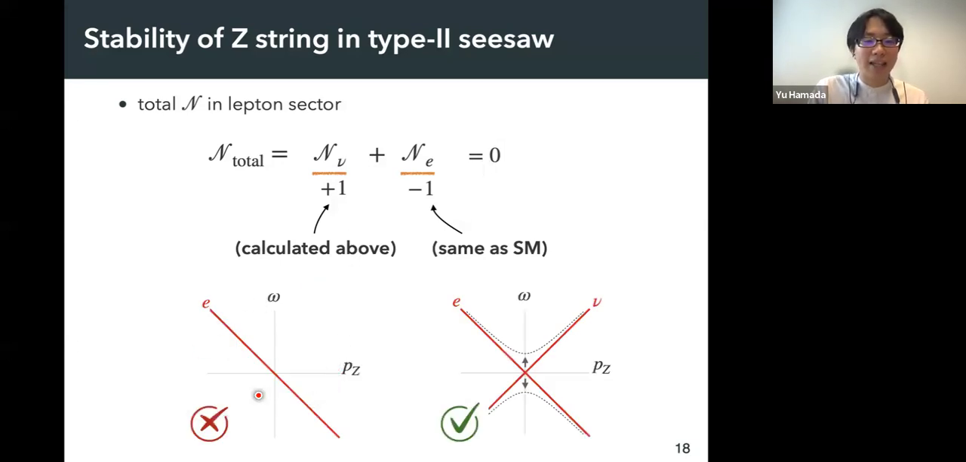So we have both the right mover from the neutrino and the left mover from the electron. This means they appear as a pair of zero-mode fermions. And as I said in the introduction, they easily disappear by some continuous deformation. In that sense, the Z string can't be stabilized in this setup, so it is still unstable.